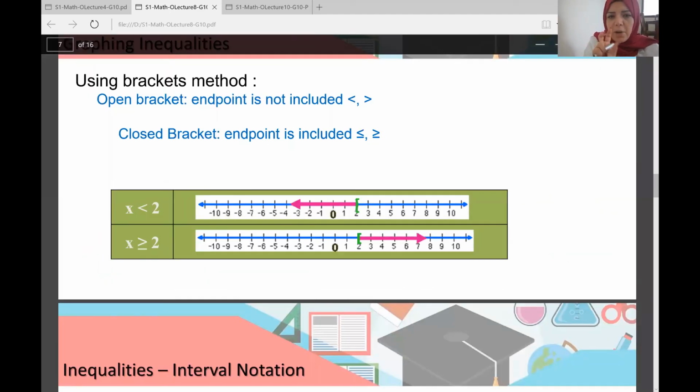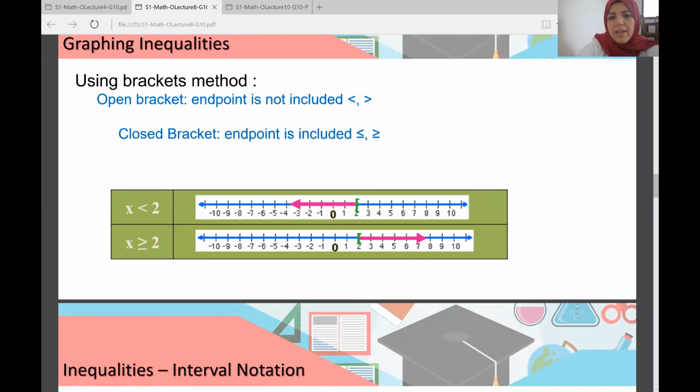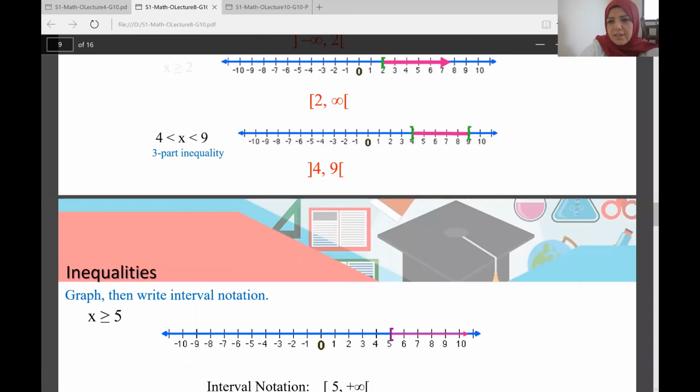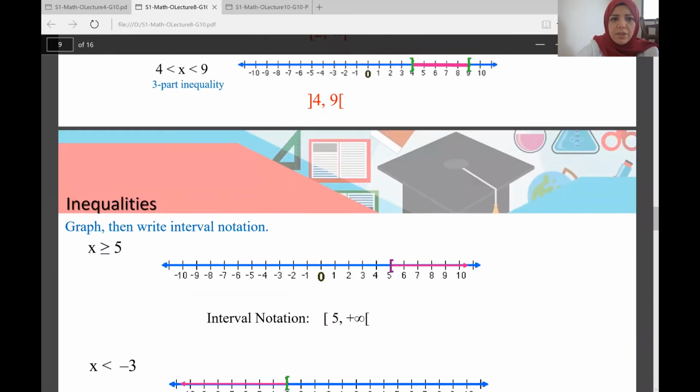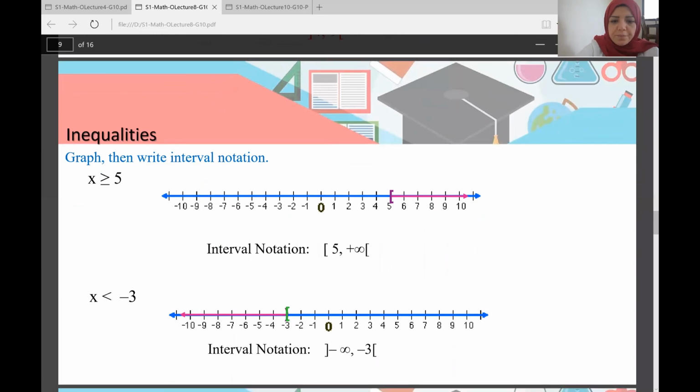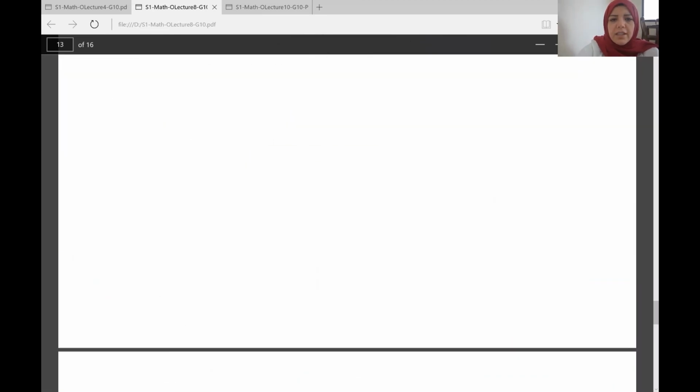Now, here in this part, I just make a quick revision. How do we represent an interval? This is something from last year. I did several revisions about it, so I'm going to continue to reach the inequality.